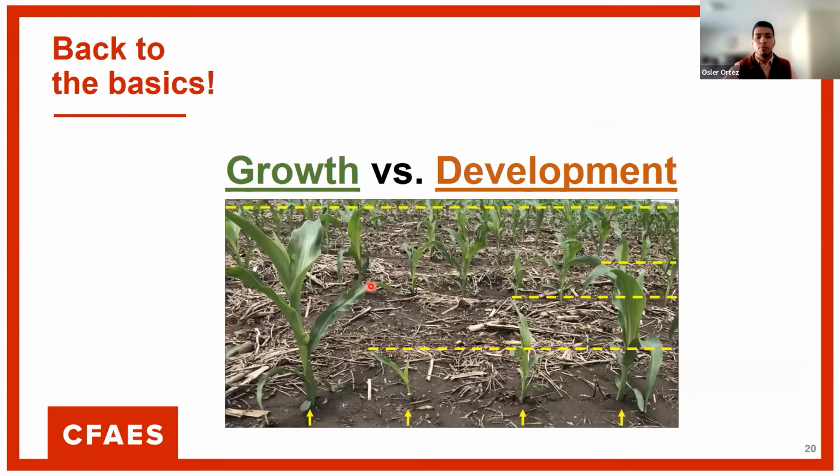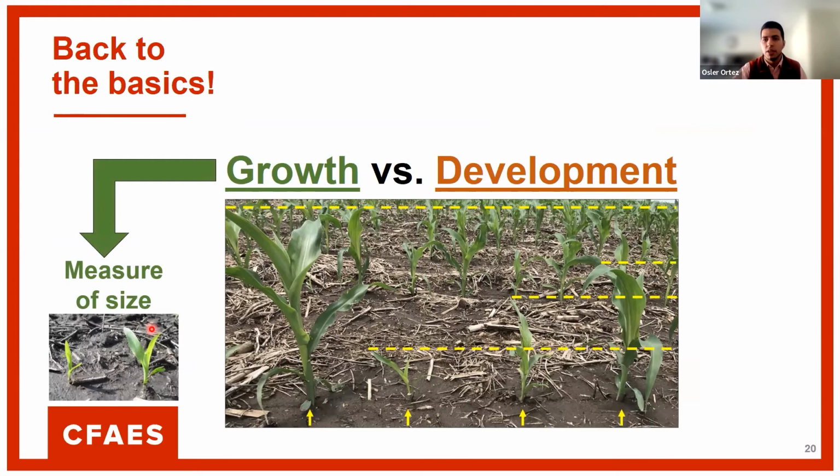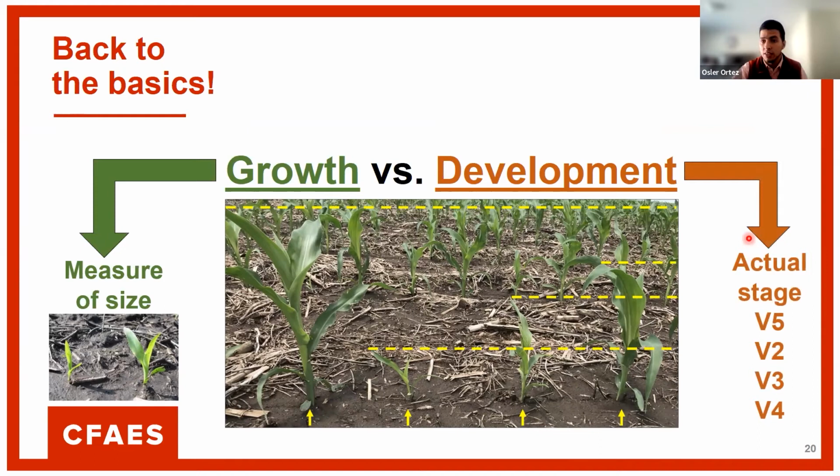Something important here also is making sure that we understand that growth is not necessarily the same as development. Growth is just a measure of size, 20 centimeters, 10 inches high, but development is a measure of the actual stage. This picture is taken in a commercial field, commercial hybrid, and you can see how much variability is going on in this couple of rows. This first plant here is about V5 stage, next one V2, V3, and V4. So if we have that particular scenario in the whole field, what stage are we assigning to that? Are we saying V2, are we saying V5? And whatever stage we decide to assign, that will likely drive our subsequent practices. If we are applying a fungicide at tasseling, or if we are applying post-emergence herbicides, we want to keep that in mind and find some consistency, and also figure that growth is not the same as development.